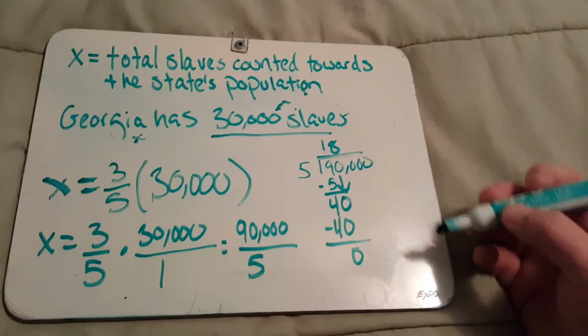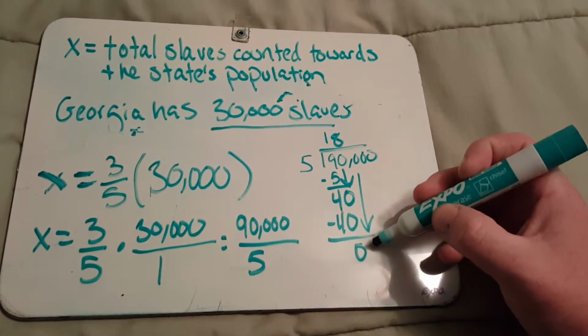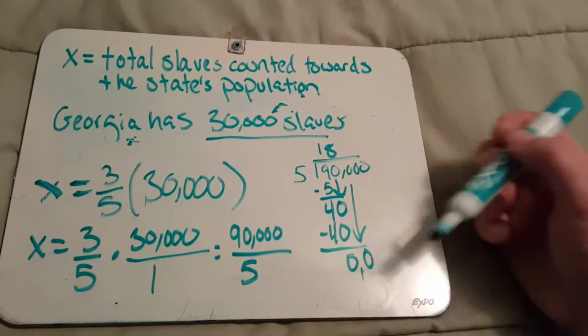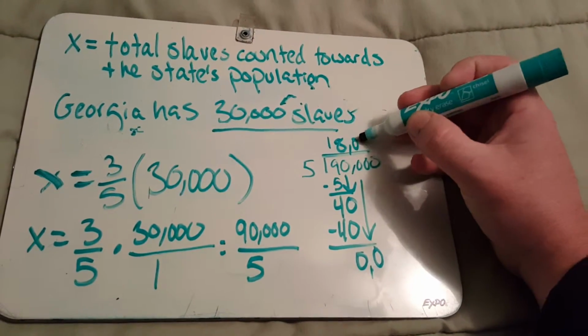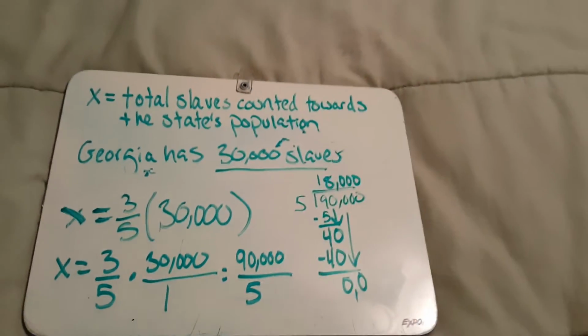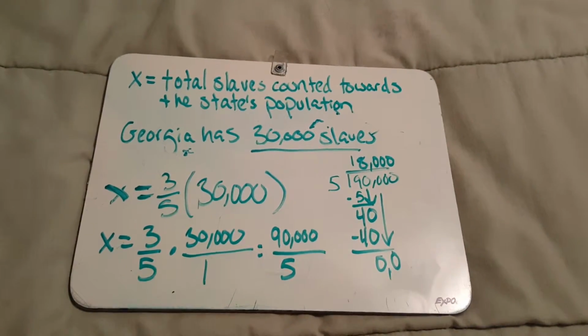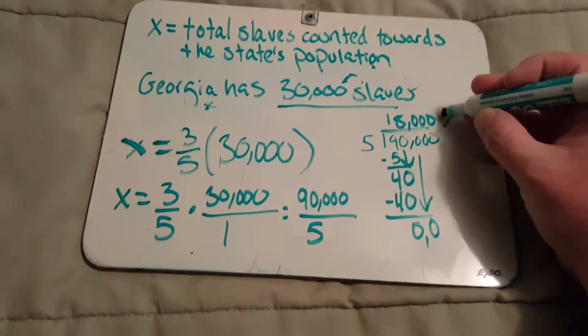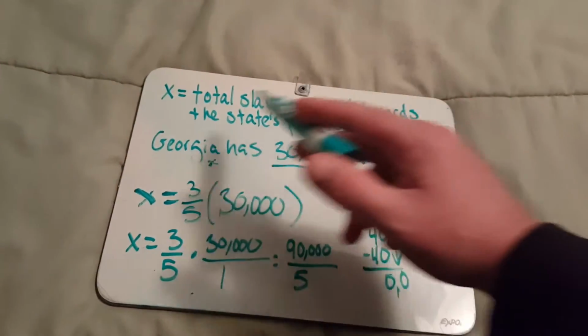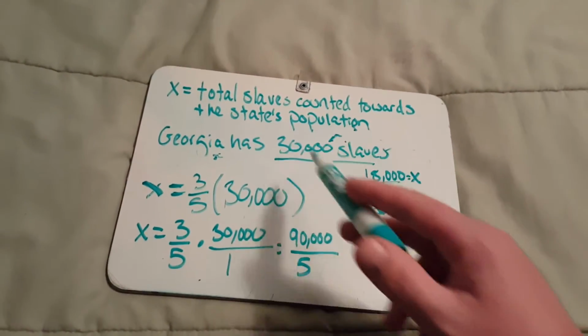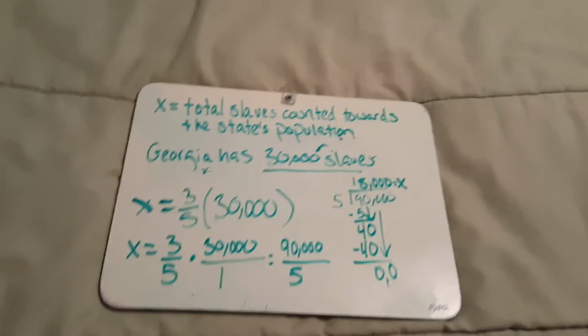Now I got 0. Well, I can bring this 0 down if I feel like it. I still got 0. 5 into zeros is zeros. So I got 3 zeros. 1, 2, 3. 18,000. So X, which is the total slaves counted towards the state's population, equals 18,000.